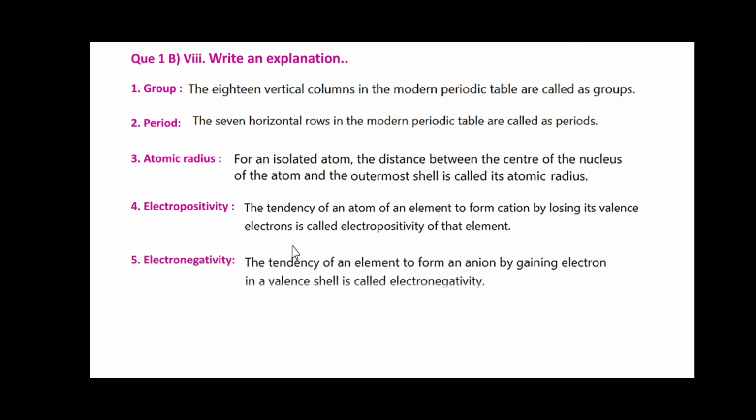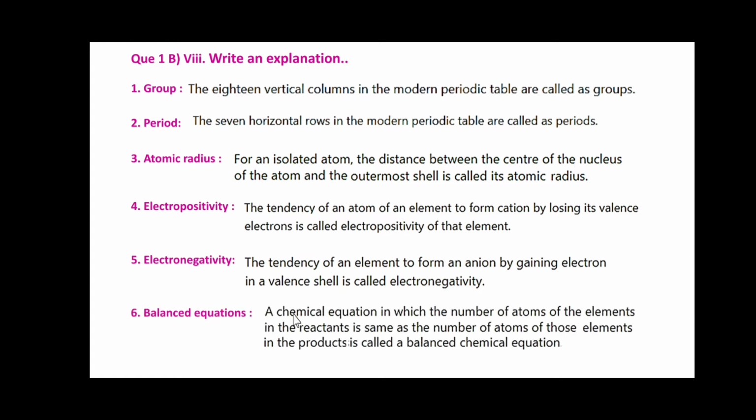Fifth, electronegativity. The tendency of an element to form an anion by gaining electrons in a valence shell is called electronegativity. Balanced equations. A chemical equation in which the number of atoms of the elements in the reactants is the same as the number of atoms of those elements in the products is called a balanced chemical equation.